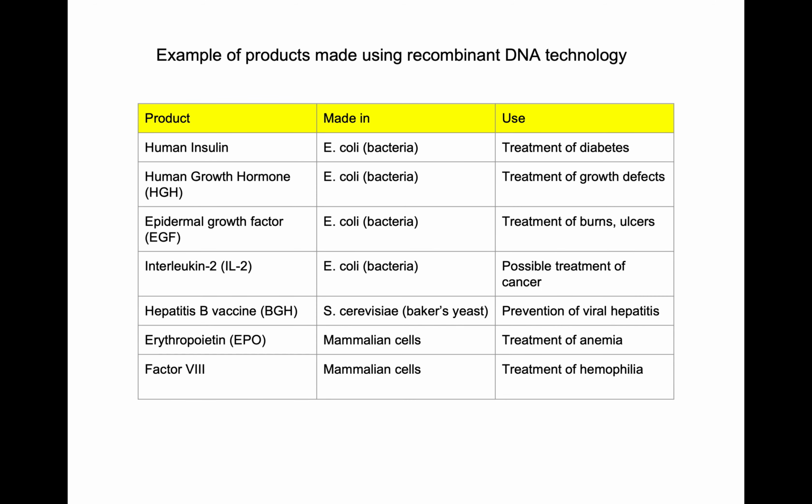There's also a whole host of other therapeutic products that have been cloned in bacteria or in yeast or in mammalian cells at a very much cheaper price than you could otherwise prepare. So human insulin, human growth hormone, epidermal growth factor, interleukin-2, hepatitis B vaccine, erythropoietin, and factor VIII. All of these molecules are therapeutic proteins that treat a whole number of different conditions, and we have this available to us because of biotechnology.